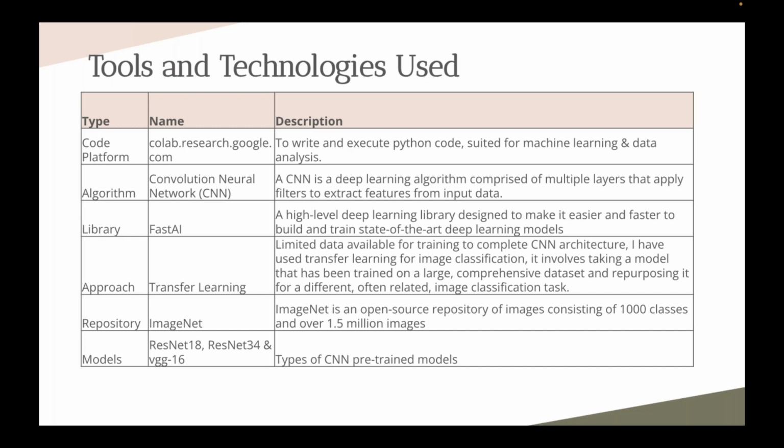My approach was transfer learning. Because I didn't have the thousands upon thousands of images needed to train a CNN architecture, I had to use transfer learning, which involved taking a model that had already been trained on a large data set and repurposing it for my own. The repository I used, or in other words, the comprehensive data set that these models were trained on, was ImageNet, which has around 1,000 classes and over 1.5 million images. The models I used were ResNet 18, ResNet 34, and VGG 16.